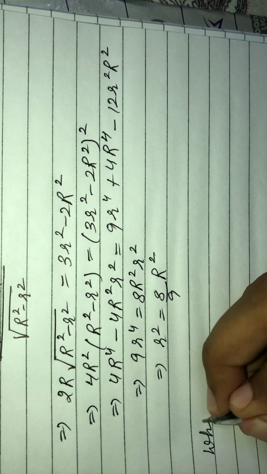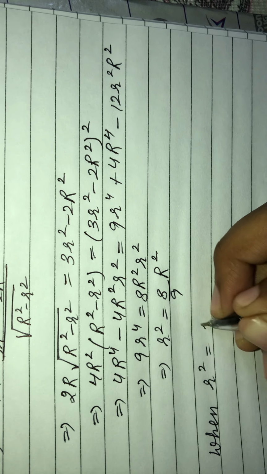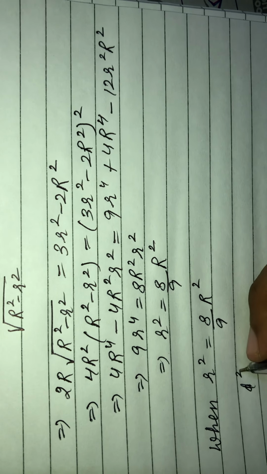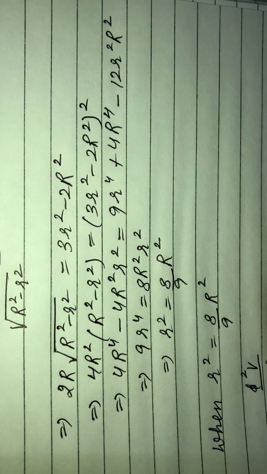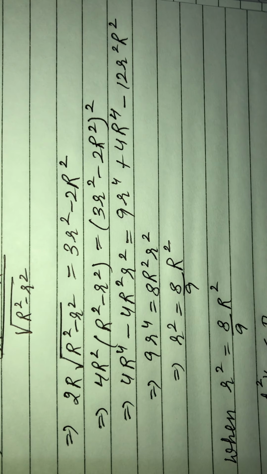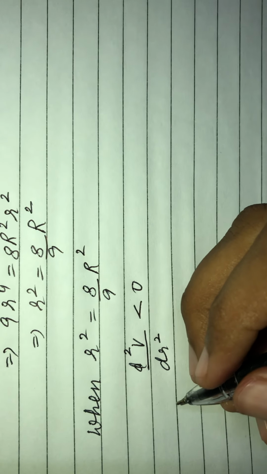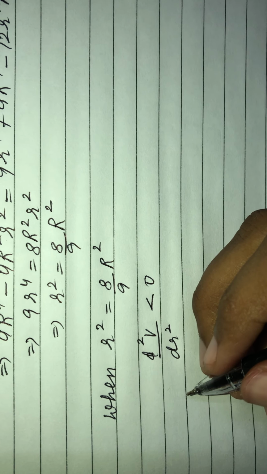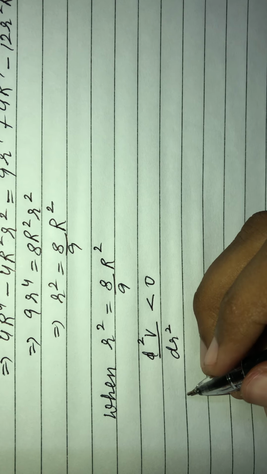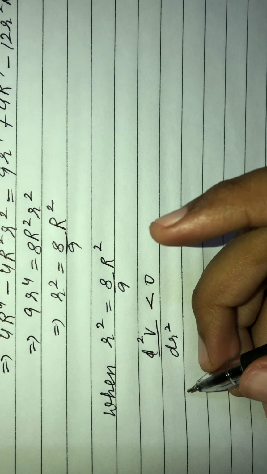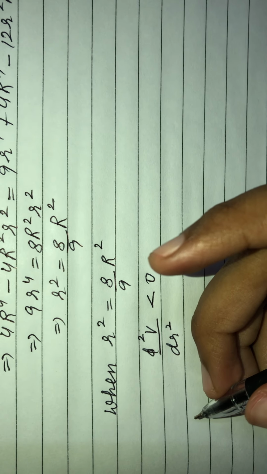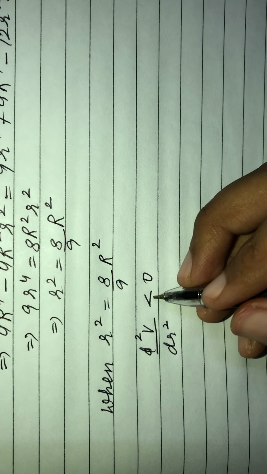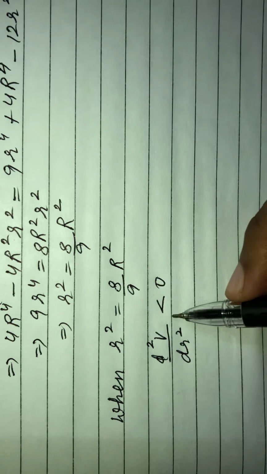So when I take r² as 8 by 9 R², then the value of d²V upon dr² will be less than 0. If this is less than 0, this is the case of a maximum. So if this is the maximum, you need to prove that 8 by 27 volume of sphere should be equivalent to volume of cone. So when I put r² as this, I am getting this.